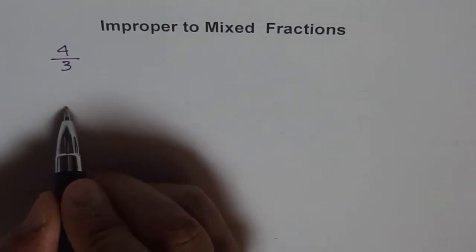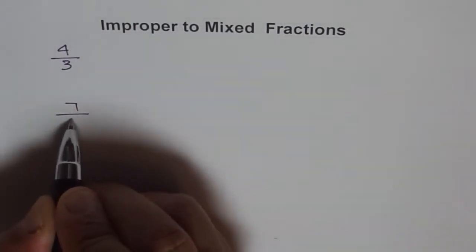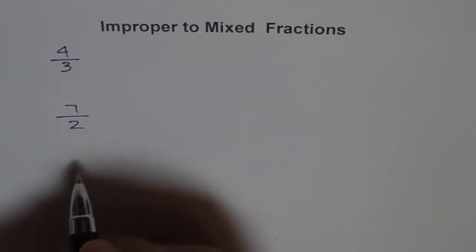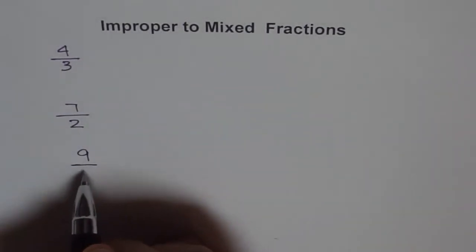Similarly, I can write 7 over 2. This is also improper, because my numerator is higher than the denominator. How about this? 9 over 4. This is also improper. Why is it improper? Because I have a numerator which is higher. Correct? Now these fractions could be written as a mixed fraction.